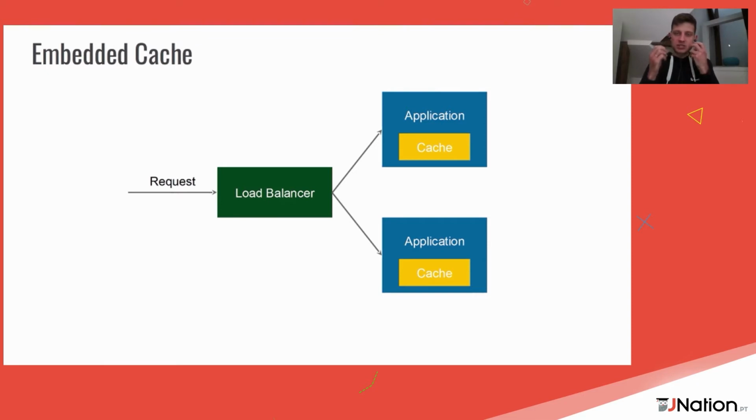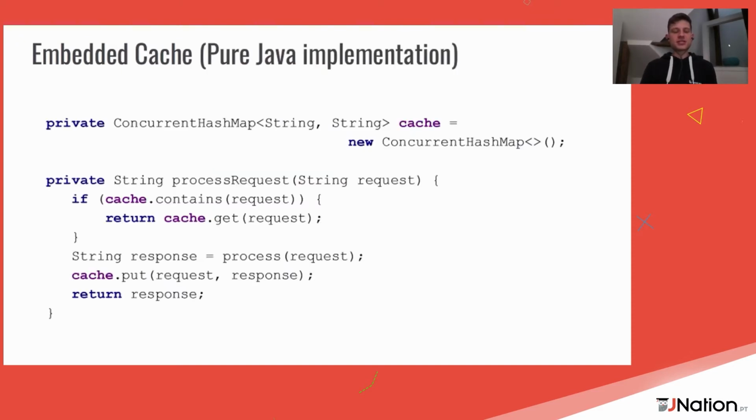And the application checks, okay, did I already execute such a request? If yes, just return the cached value. If no, do some time-consuming business logic, put the result into the cache and return it. So this is very simple, the simplest caching you can imagine. It's so simple that you can even think about implementing it yourself.